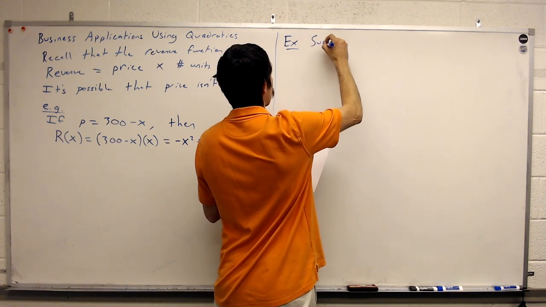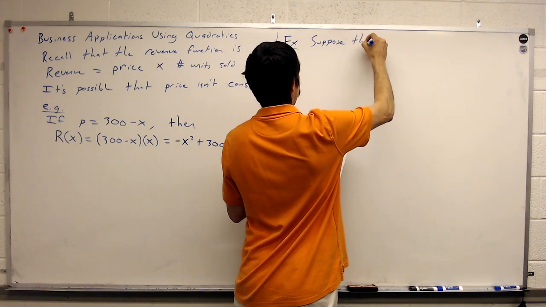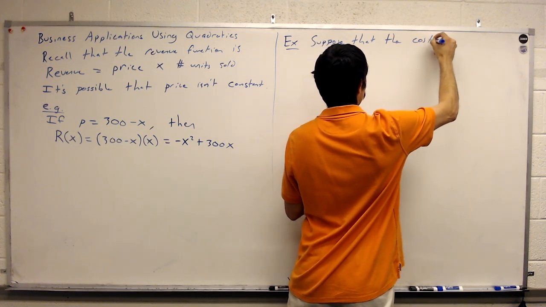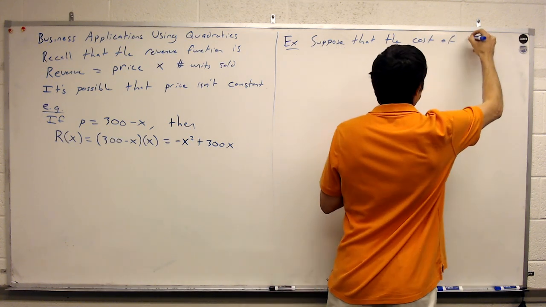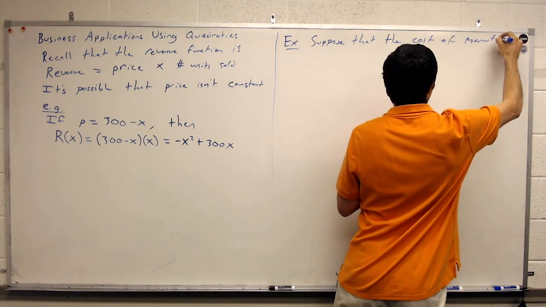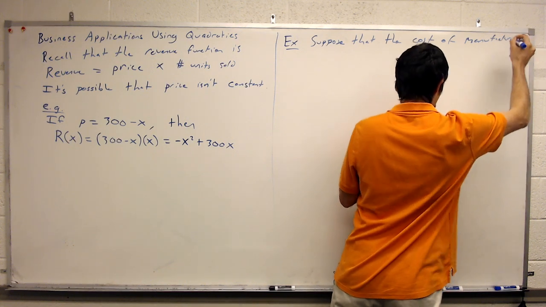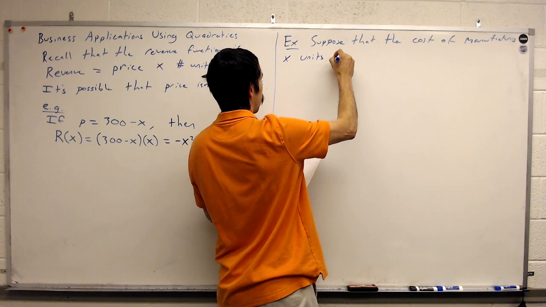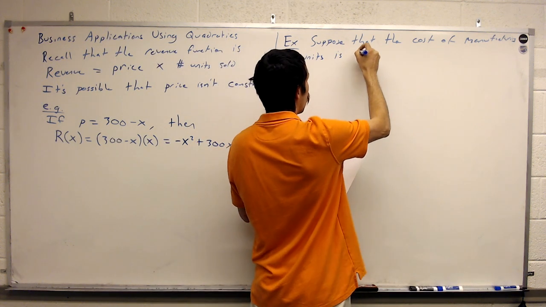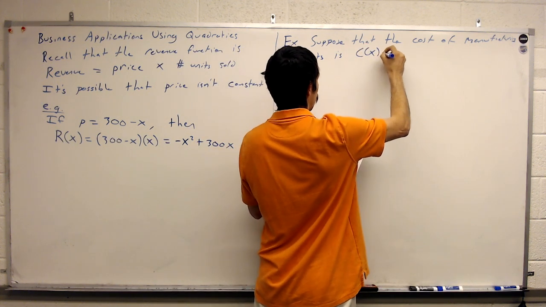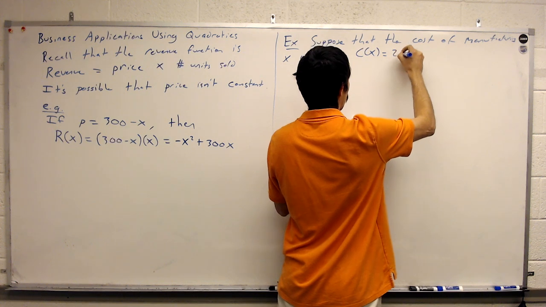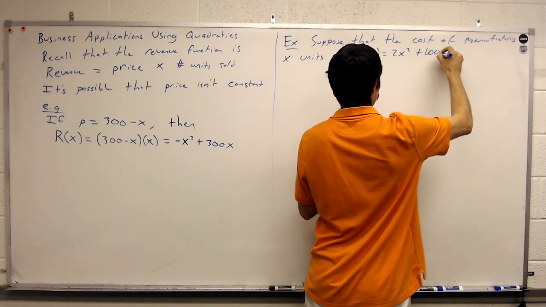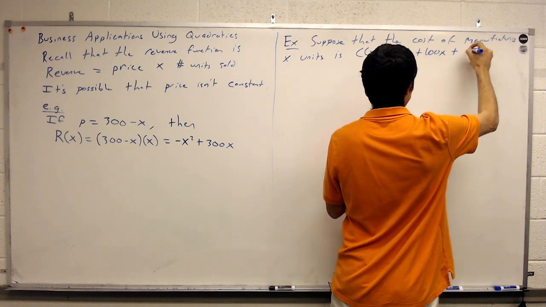Suppose that the cost of manufacturing x units is given by our cost function. C of x is equal to 2x squared plus 100x plus 3600.